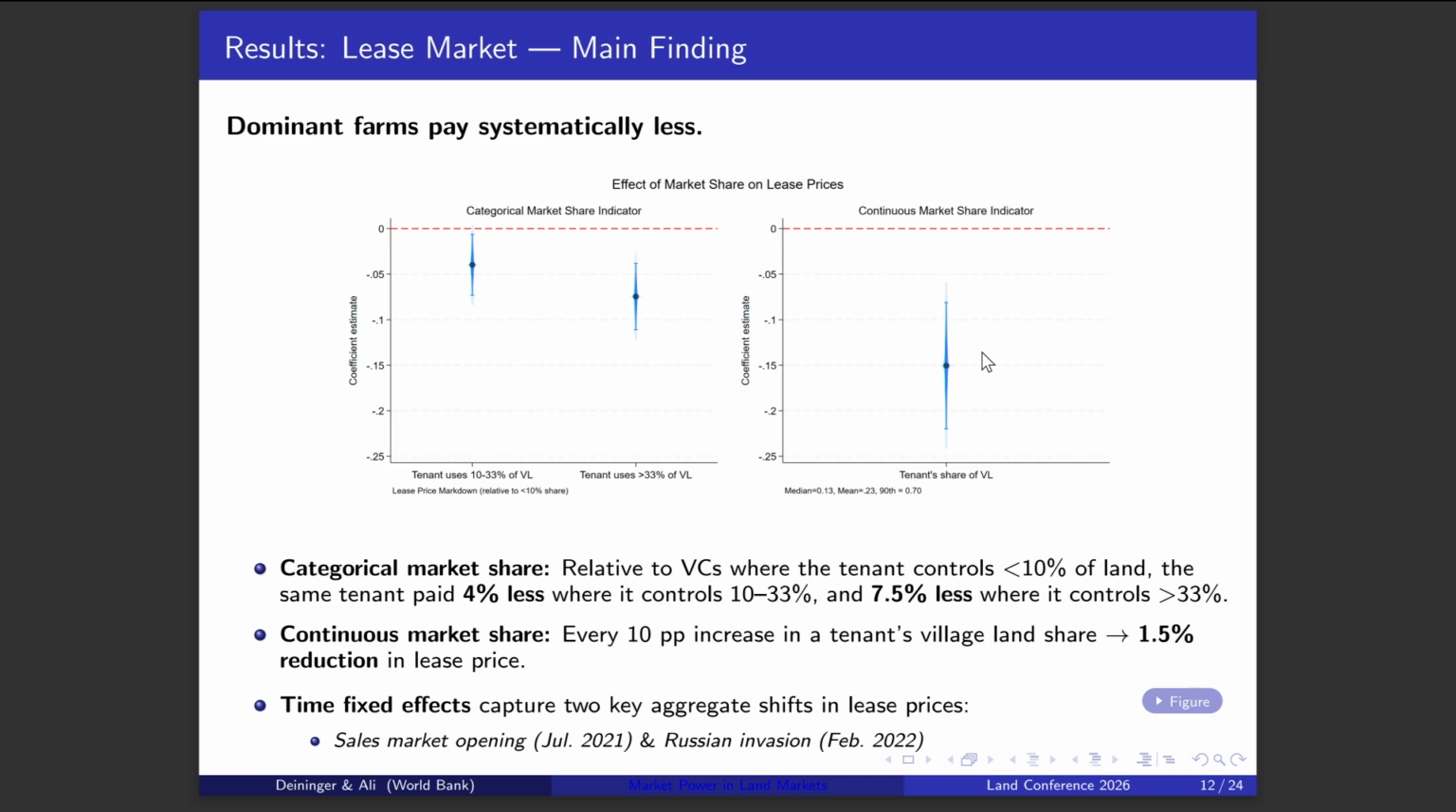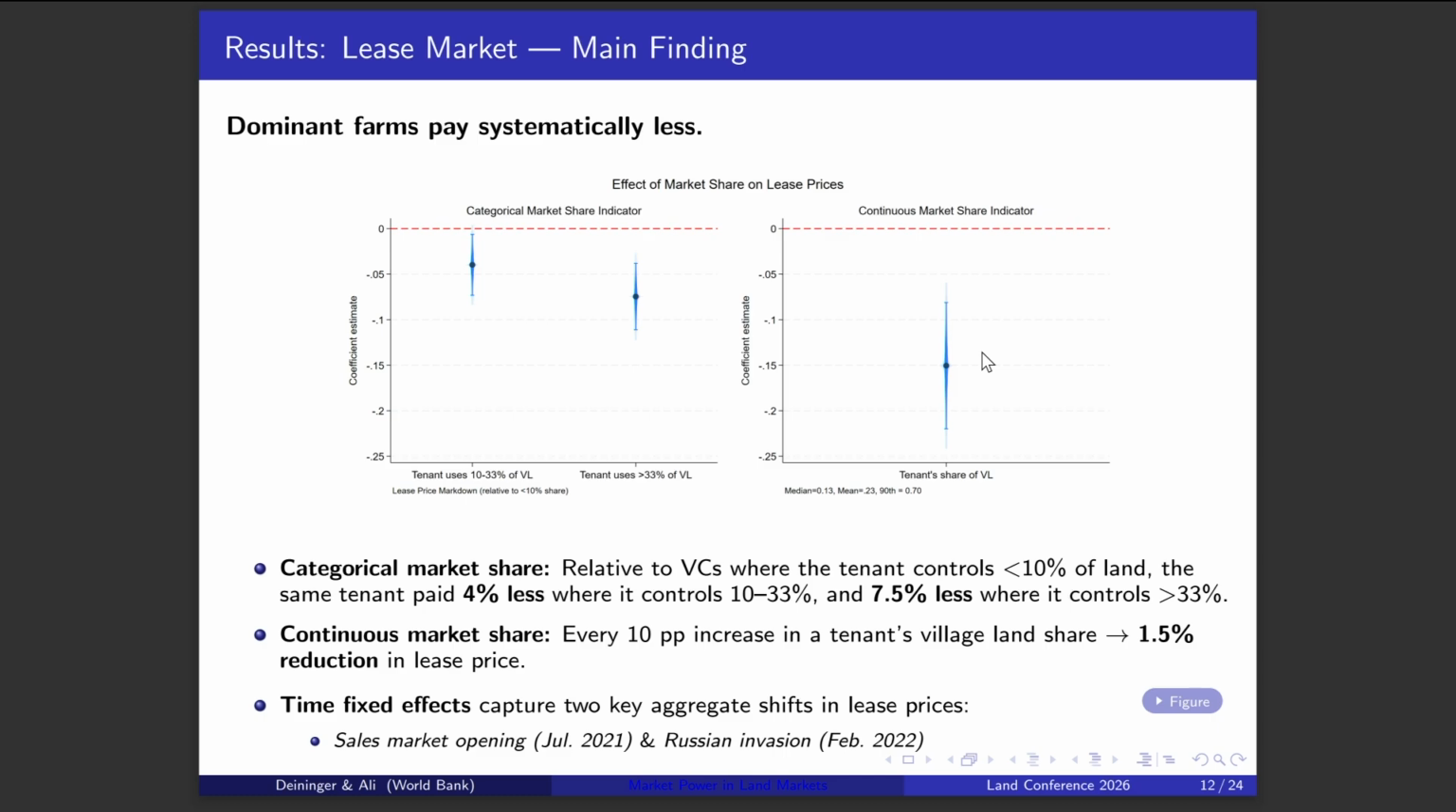The left panel shows the categorical specification, and the right one is the continuous specification. Relative to village councils where the tenant controls less than 10% of land, the same tenant paid 4% less where it controls 10 to 33%, and 7.5% less where it controls more than 33% of the village council land. And I think we get similar results from the continuous market share.